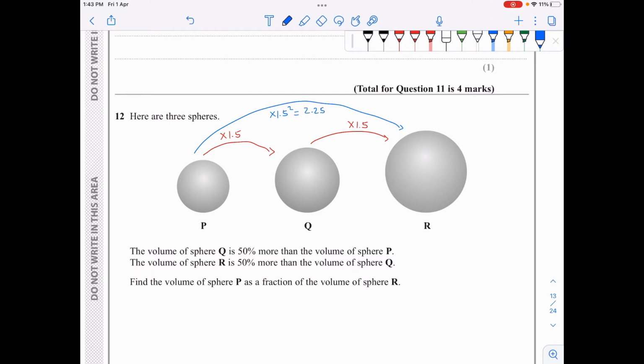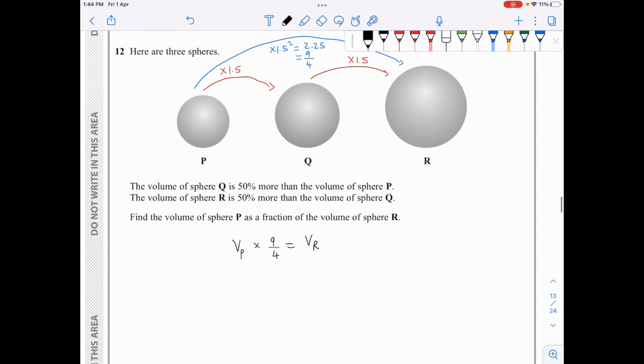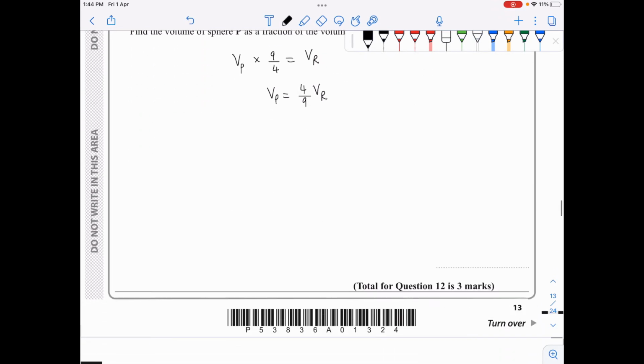Now, 2.25 as a fraction is 9 over 4, which simply means that the volume of P times 9 over 4 is equal to the volume of R. We are after the volume of P as a fraction of the volume of R. So to rearrange, the volume of P is 4 over 9 times the volume of R. So this fraction that we were after is just 4 over 9.